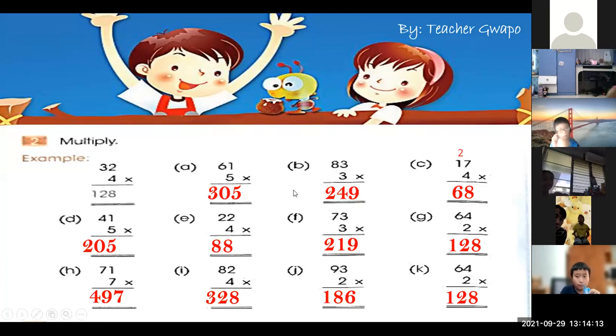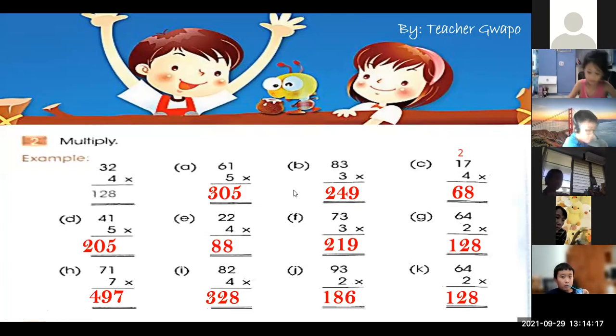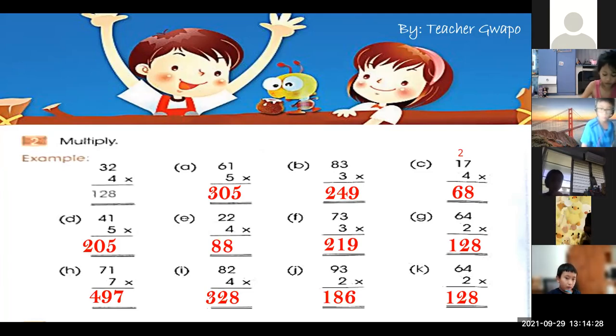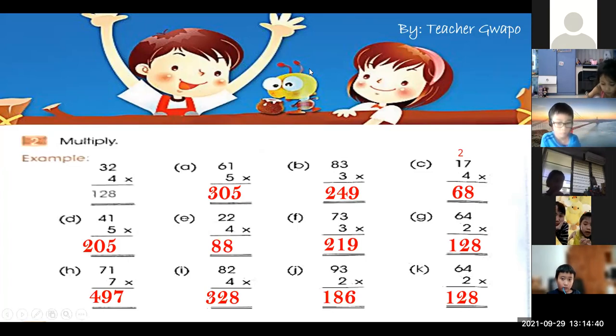Okay. Now, everybody, I will give you 1 minute to answer exercise number 3. So how many questions are there? 7 questions. A, B, C, D, E, F, and G. Okay, start now. 1 minute for you to answer exercise number 3.